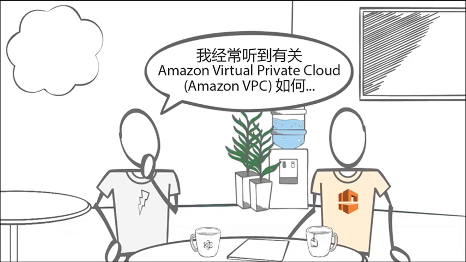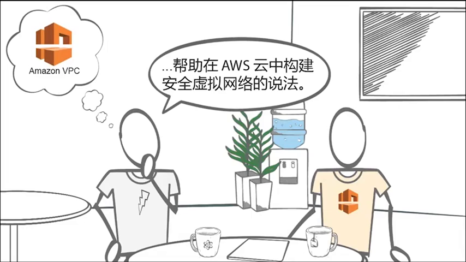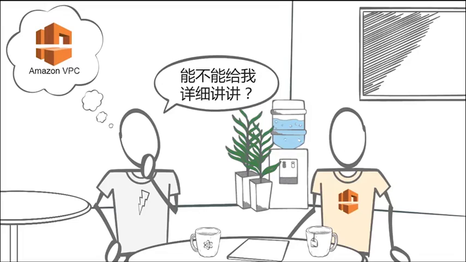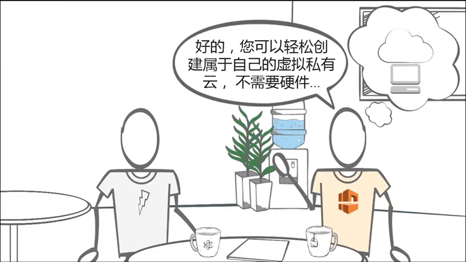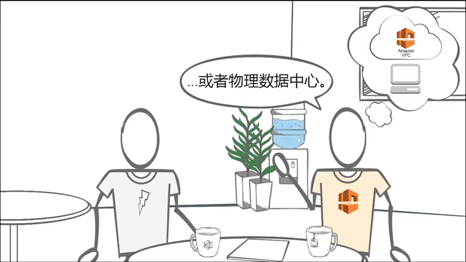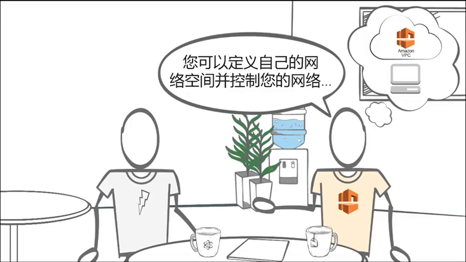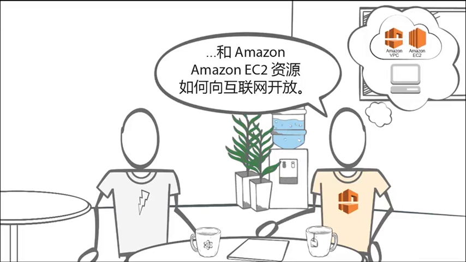A lot about how Amazon Virtual Private Cloud, Amazon VPC, enables you to build a secure virtual network in the AWS cloud. Can you tell me more about it? Yes, you can easily create your own virtual private cloud. No hardware or physical data centers required. You can define your own network space and control how your network and the Amazon EC2 resources inside your network are exposed to the Internet.